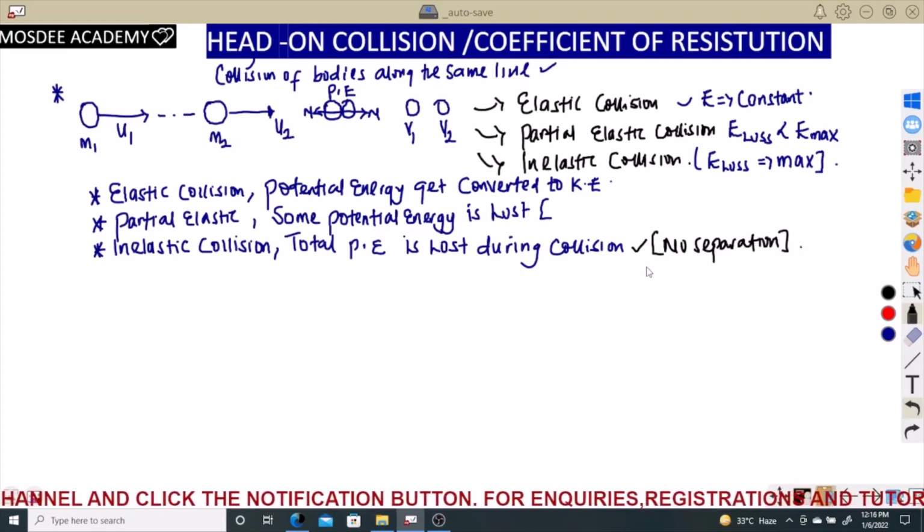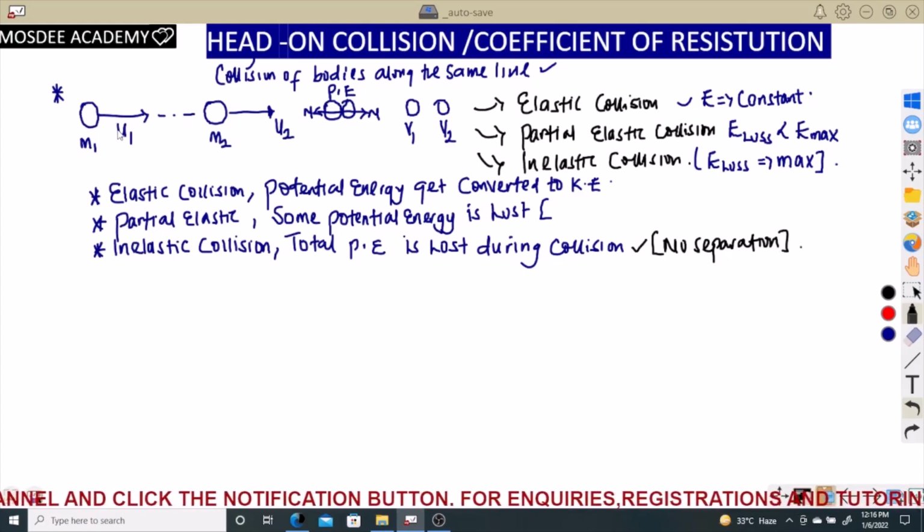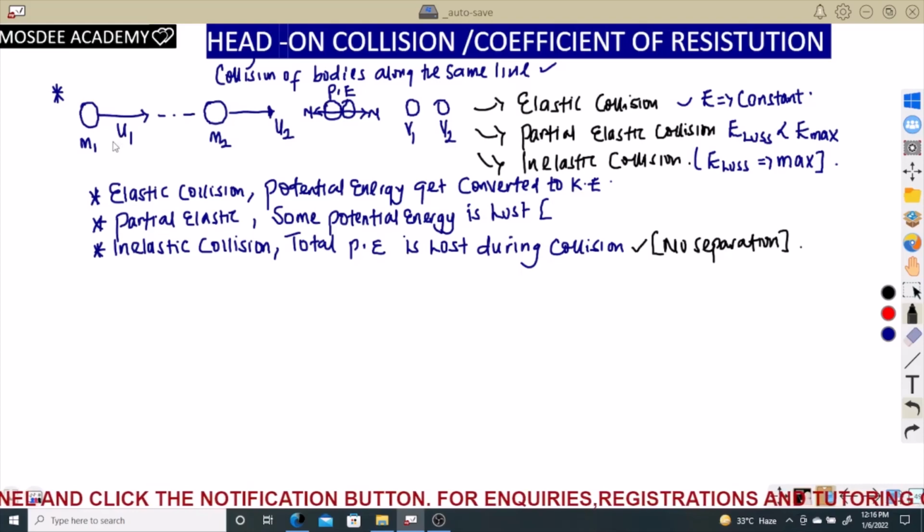Keep it at the back of your mind, guys, that when we are talking about bodies that are moving in the same line of collision, those cases bring about three different types of collision. One can be elastic collision, a situation whereby the total energy has been converted to kinetic energy. Then there is partial elastic, in which some potential energy has been lost, and the final kinetic energy is less than the initial kinetic energy of the body.